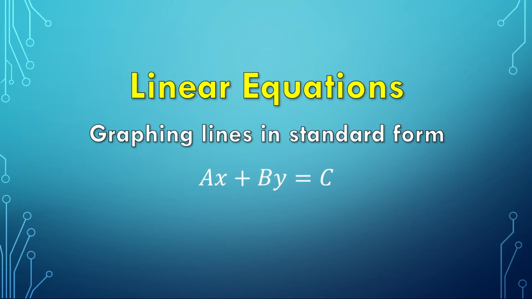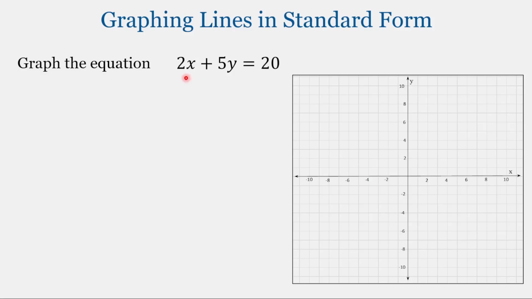So let's get started. So here we have the linear equation 2x plus 5y equal to 20, and this is written in standard form. In standard form, we have our variables, in this case the variable x and the variable y, on one side of the equation, and they each have a coefficient that is some number, and this is equal to some other number. This means it's in the form ax plus by equal to c.